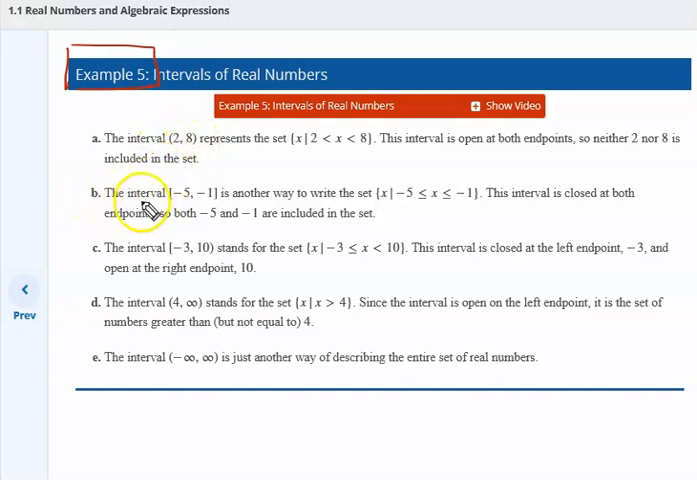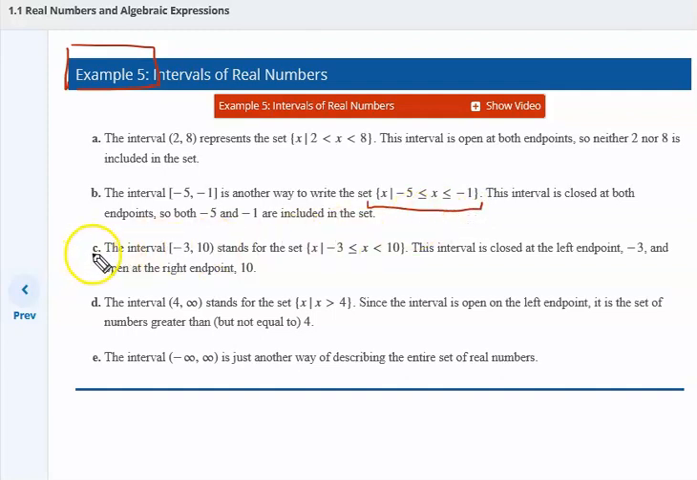Item B, the interval where you have brackets on both sides indicates that it will start at -5, and -5 is included. Goes up to -1, and -1 is included. And in set builder notation would be written as this.